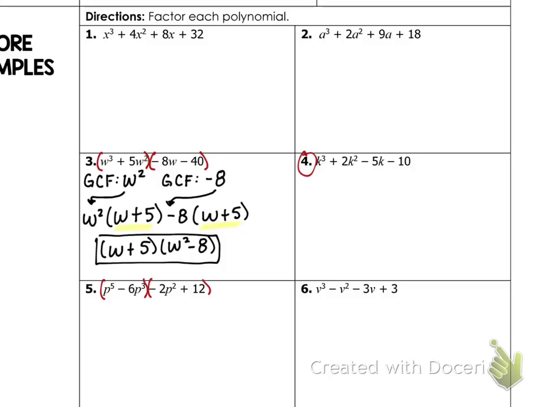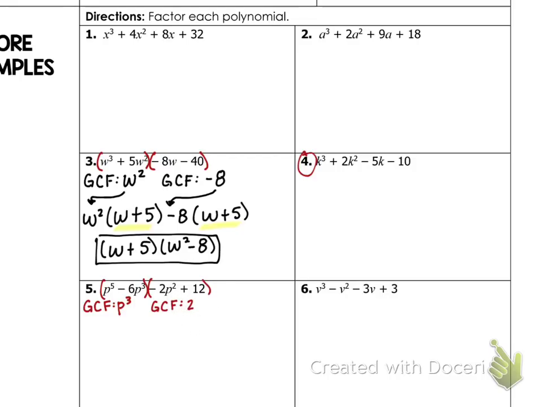Let's do 5. So what's the GCF of the first two pieces? P to the 5th and P cubed. The smallest of those is our GCF. Remember, it's the biggest number but the smallest variable, because we can take 3 P's out of here, but we can't take 5 P's out of this. It's going to make it negative if we try to take 5 away from it, right? So our GCF here is P cubed. That's our smallest exponent. Our GCF of the second piece is a 2. 2P squared and 12. Well, 2 can go into both of those.